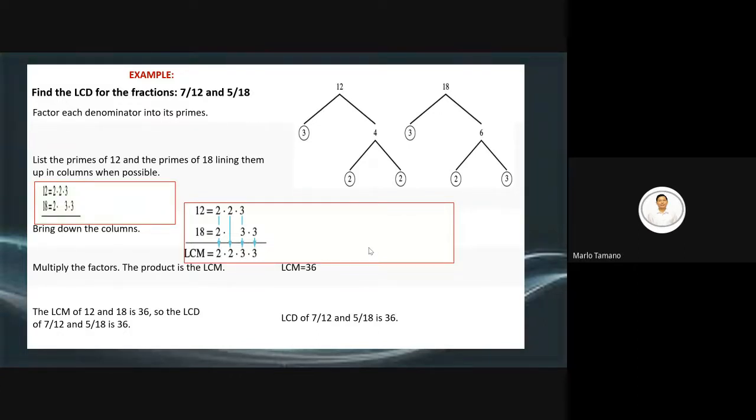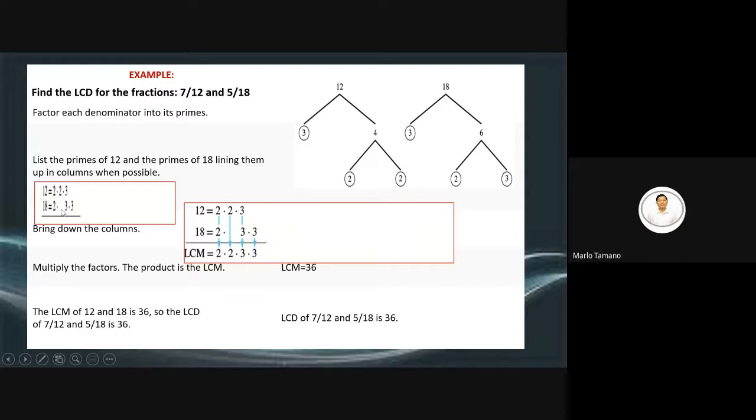The next step to be done, list the primes of 12 and the primes of 18 as well. Okay. Then what shall we do with this? Lining them up in columns when possible. So 12 equals 2 times 2 times 3. 18, 2 times 3 times 3. So, bakit po may pat lang dyan, sir? Oo, itinapat ko lang po dun sa kapareho niyang 3. No? Since wala nang 2, isa lang po.